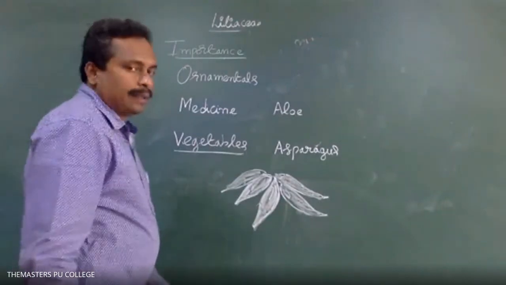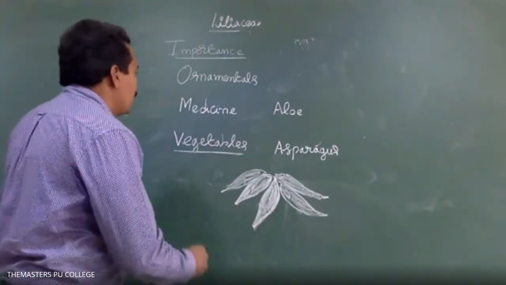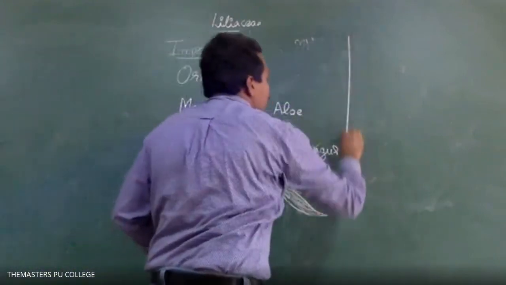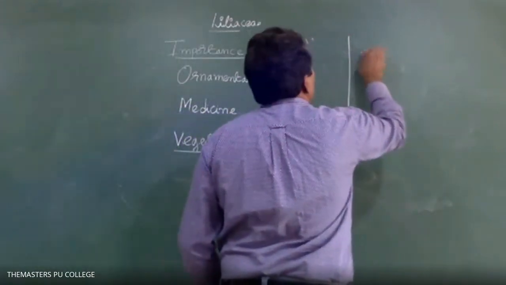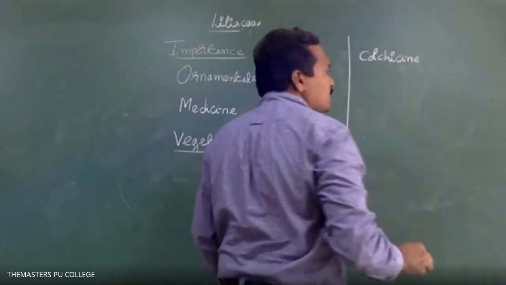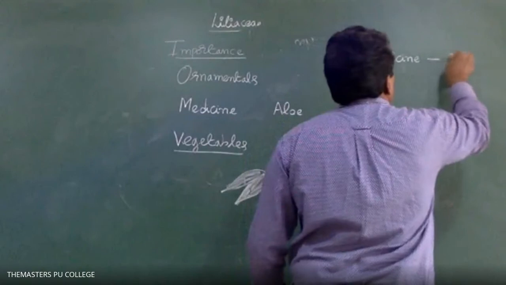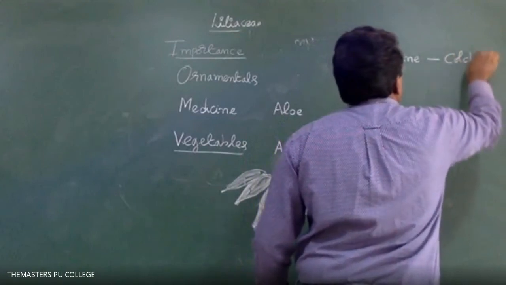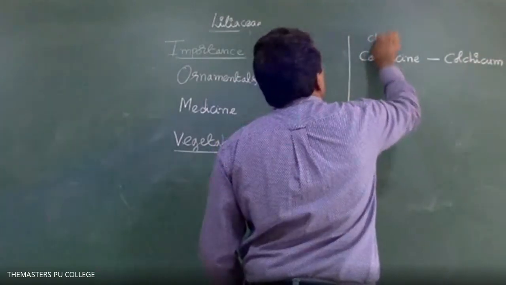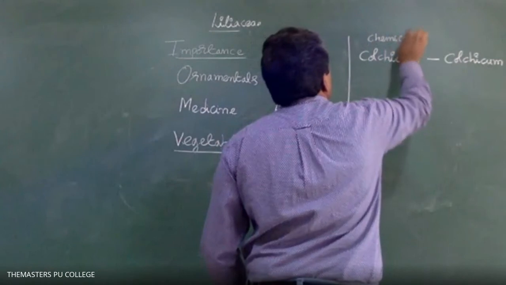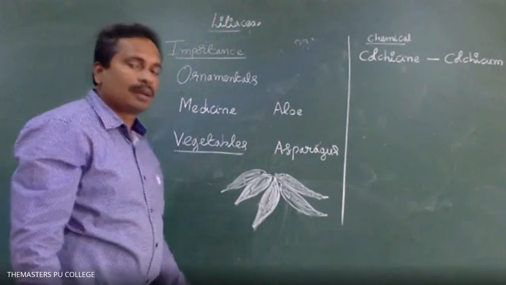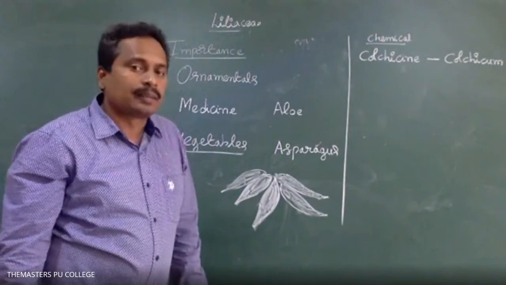And the alkaloids, the chemical substances: colchicine is obtained from colchicum. The colchicine chemical substance, the alkaloid, is obtained from colchicum plants.